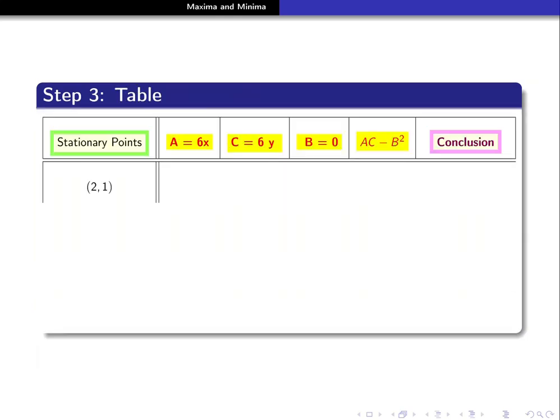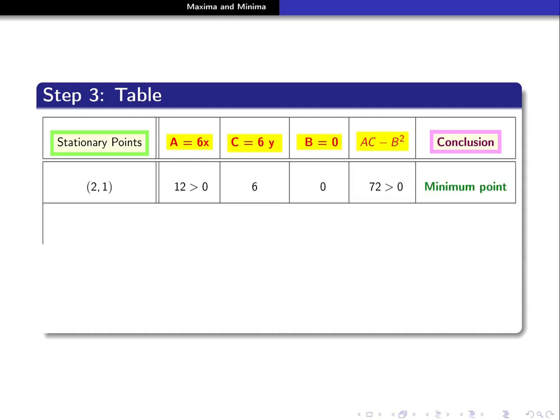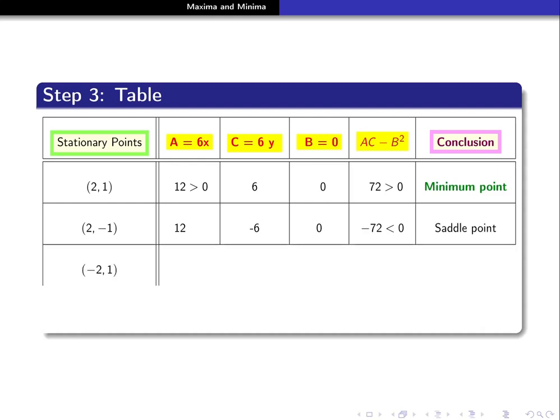So at the stationary points, A is 6x, C is equal to 6y, B is equal to 0. So AC minus B square, we need to give the conclusions. Replace x is equal to 2, y is equal to 1. So A is positive and AC minus B square is also positive. Therefore this is a minimum point. For (2, -1), A is positive and AC minus B square is negative. Therefore it is a saddle point.